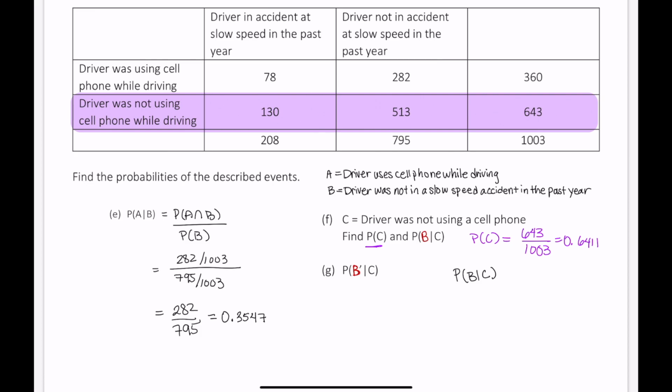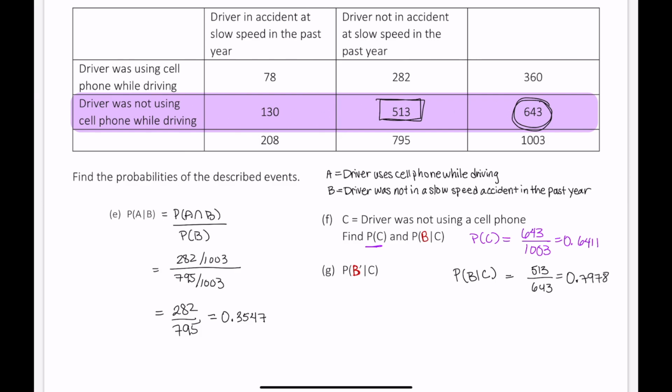And next, let's look at the probability of B given C. So that is if we're looking only at drivers that did not use a cell phone. So we're only going to consider this row. And there are a total of 643 drivers in that row. It's this value here. So out of these 643 drivers, how many were not in a slow speed accident in the past year? Well, that's here. That's 513. And that works out to be 0.7978.